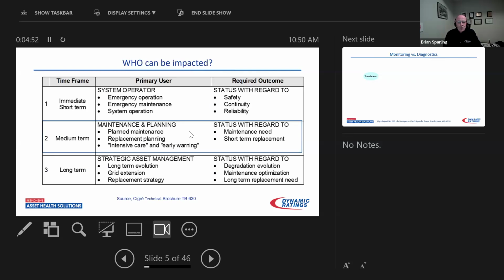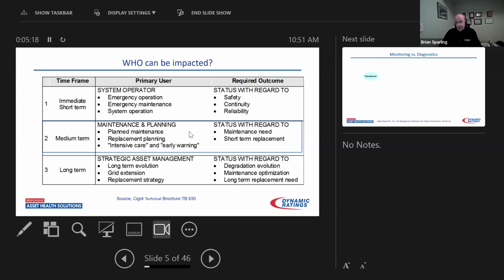Next, we need to think about who can be impacted by this. We divide this up, and this comes from the CIGRE technical brochure number 630, the monitoring guide published by CIGRE. I was part of this working group, and I was a co-editor on this working group. In terms of the time frame, we look at the immediate or short term. Who's going to benefit from this?